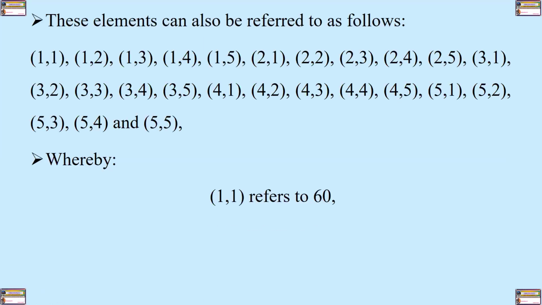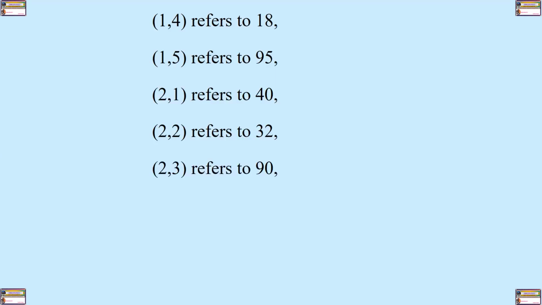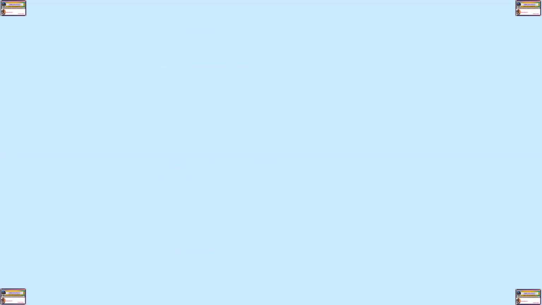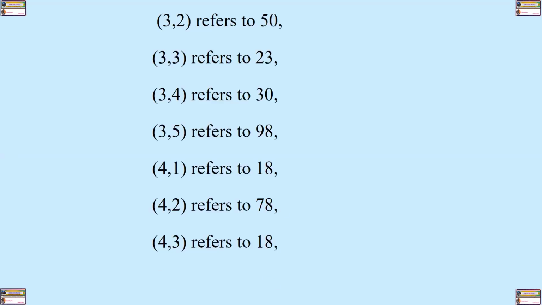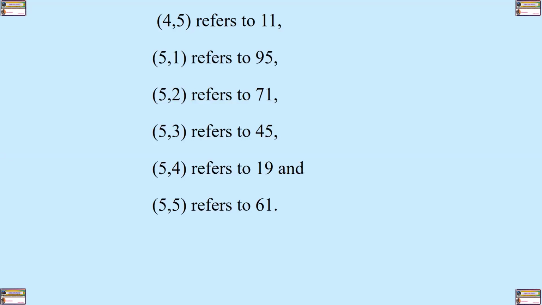When we talk about 1,1, we are referring to 60, 1,2, 40, and so on, and the list continues. What is important is for you to know that when we are talking about row 2, or when you have a figure like 2,4, that is row 2, column 4. What is at the intersection between row 2 and column 4? It is 100. What is at the intersection between row 2 and column 5? It is 12. What is at the intersection between row 4, column 3? It is 18. That's what is important, how to identify them. And the last one, in row 5, column 5, is 61.